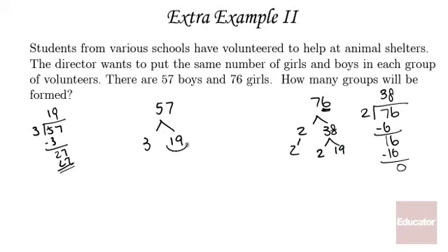And so the factor that is shared is 19. And that's the only factor that's shared. So the GCD is 19. So how many groups can be formed of even numbers? 19 groups.